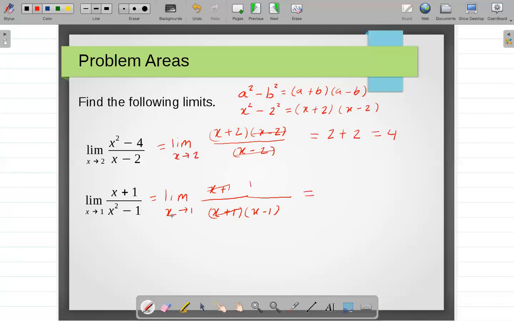So when x goes to 1, this one goes to 1 over 1 minus 1, which is 1 over 0. In this kind of case, when you divide anything by 0, it's always undefined.